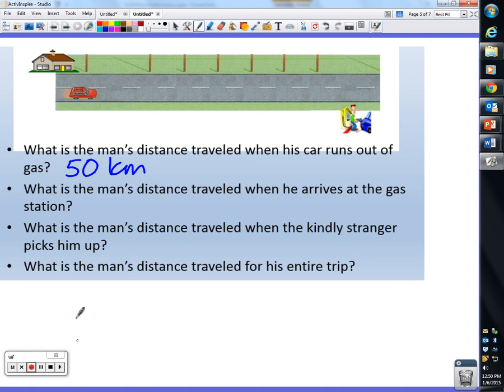Distance traveled when he arrives at the gas station. 55 kilometers. Distance traveled when I changed it in the story, but okay. 58 kilometers. And then entire trip 110 kilometers. Okay? Questions? Good there? Yes, sir. Okay. All right. Let's move on.